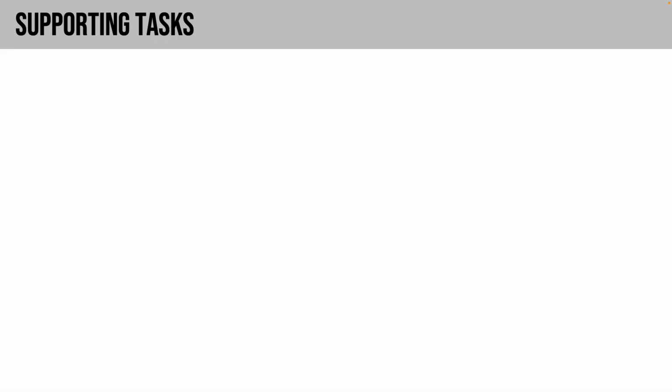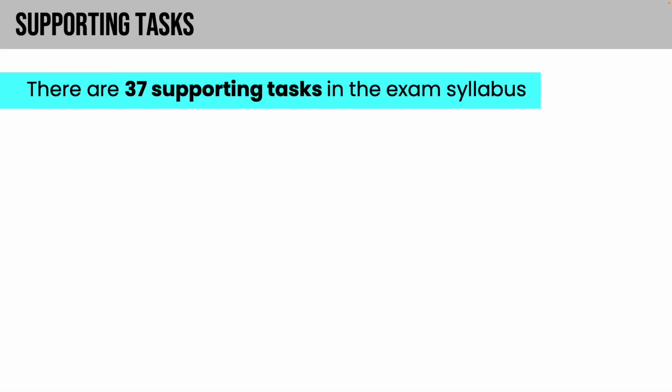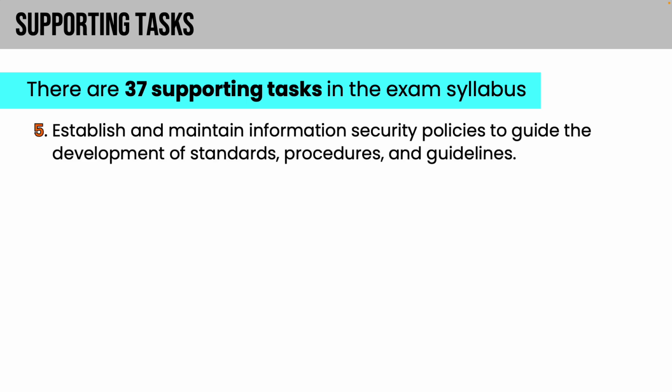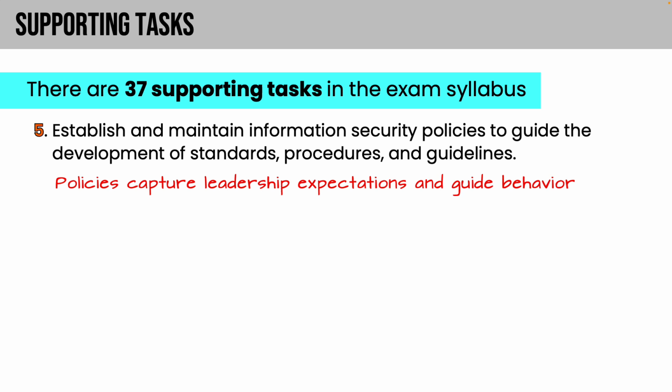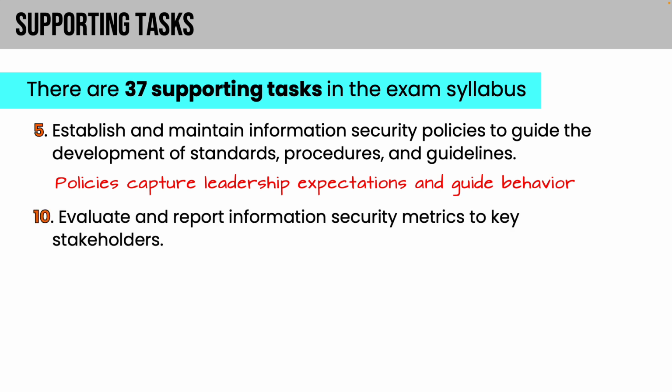Now let's take a look at the supporting tasks of the 37 total that align with Domain 3A. So we have number 5, establish and maintain information security policies to guide the development of standards, procedures, and guidelines. Policies capture leadership expectations and guide behavior. Number 10, evaluate and report information security metrics to key stakeholders. So remember, metrics should be measurable and relevant, and if I were to add a third adjective there, they should also be actionable.